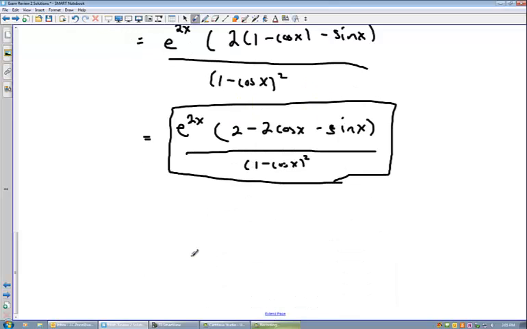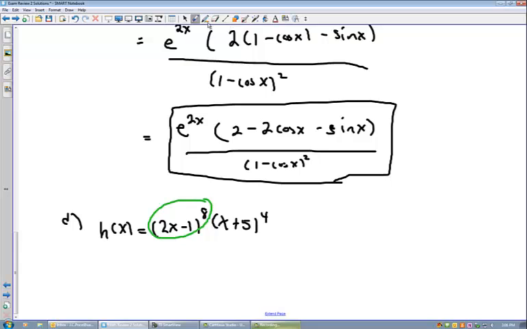All right, part D. So on part D, I have h of x equal to 2x minus 1 to the 8th times x plus 5 to the 4th. And so hopefully you see this one. This is how to do this one. This is a product rule. And let's circle the first and put a square around the second. And then I can say this to myself and do it.